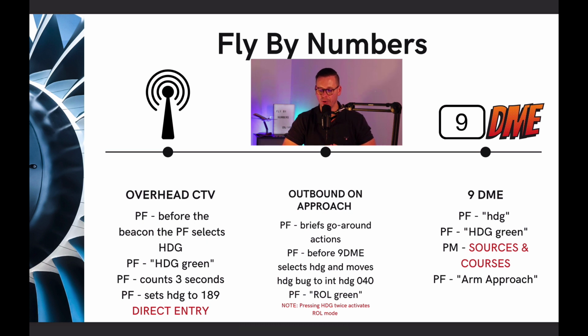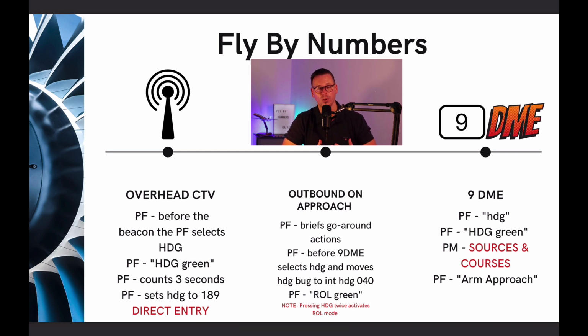I've just got a note here. Pressing heading twice activates roll mode. At 9 DME, the pilot flying, all he or she needs to do now is select heading. And that will put the aircraft back into heading mode, and the aircraft will also roll onto the heading that we've already pre-selected. A very nice way of doing it. Don't forget to call heading green.